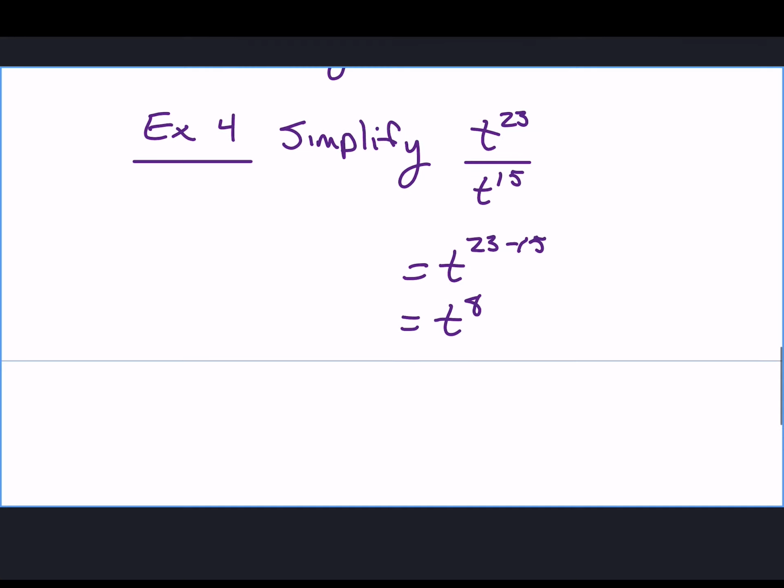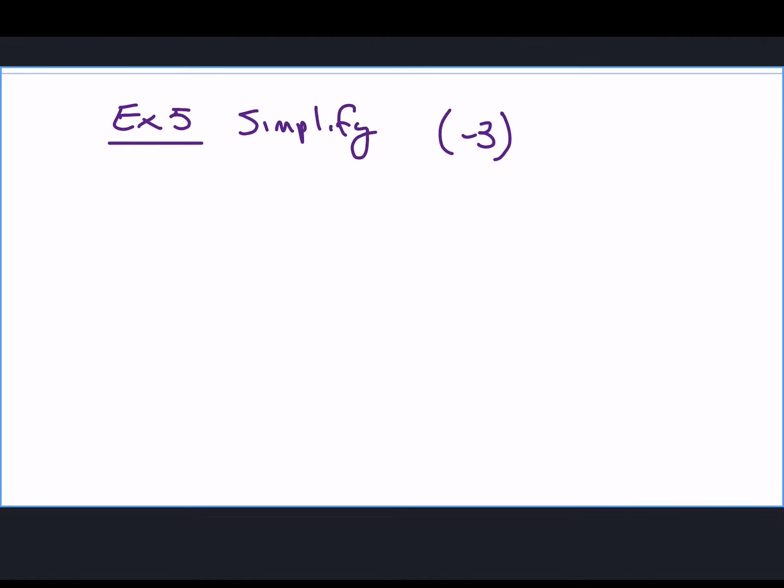Okay, let's do another. Again, I'm going to bring up specific numbers. We want to simplify -3 to the 6th power divided by -3 to the 1 power.